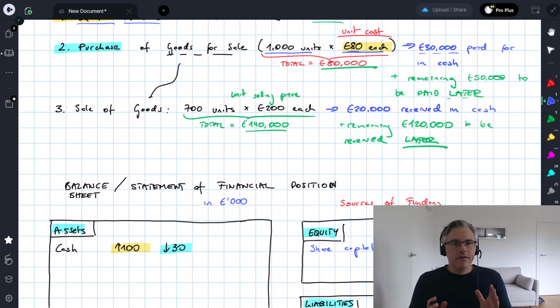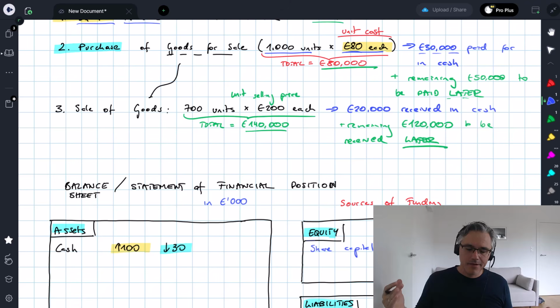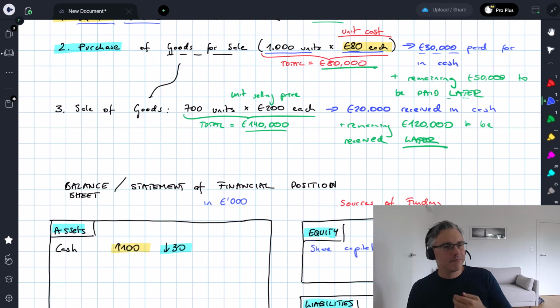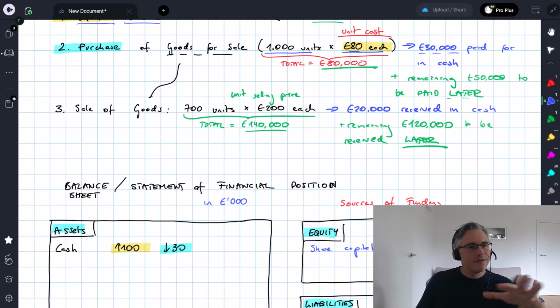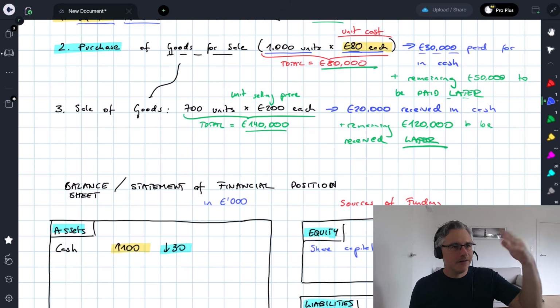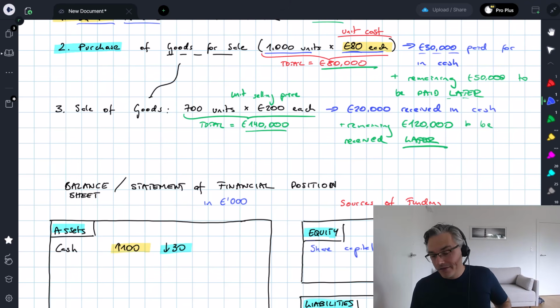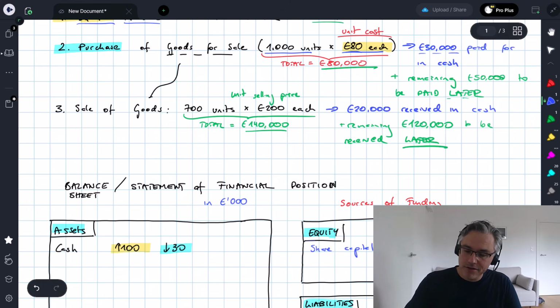We now have at our disposal, or under our control in the business, these 1,000 units. The fact that we haven't really paid for them fully yet, because if we were to pay fully, we would have to pay 80,000. But the supplier has granted us what we call trade credit. They said, okay, it's fine, I can wait for you to pay in 1 week's time, 2 weeks' time, whatever. But we have control over those 1,000 units, irrespective of whether we paid for them or not.